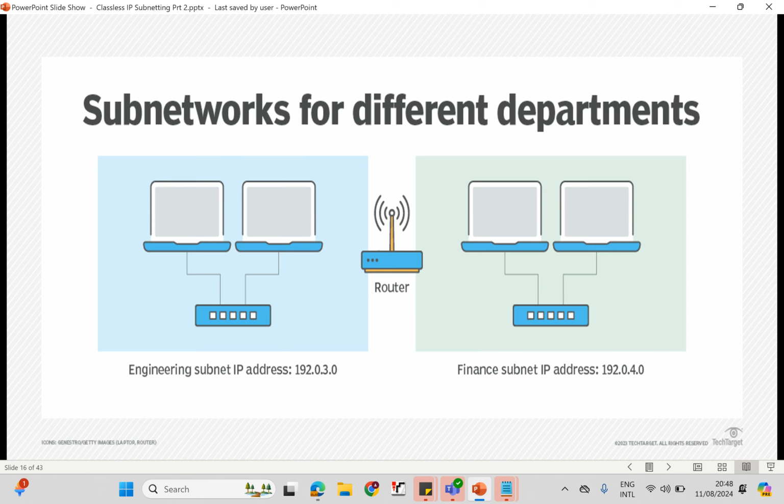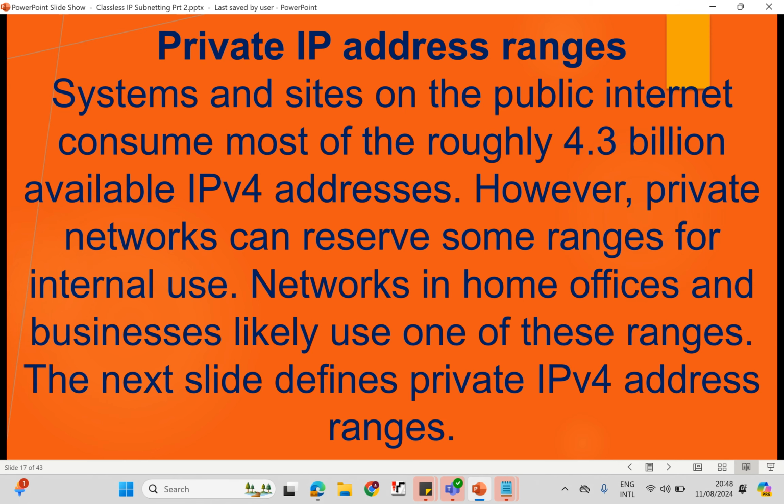You can only make modification on the per octet, not inside of the octet. We'll still explain that. So we know we've talked about public IP address and private IP address range. Systems and sites on the public internet consume most of the roughly 4.3 billion available IPv4 addresses. So those are the systems that want to access internet directly.